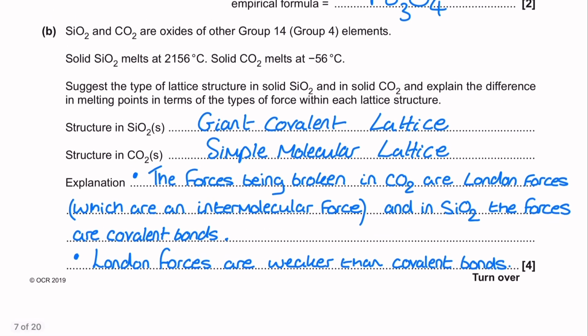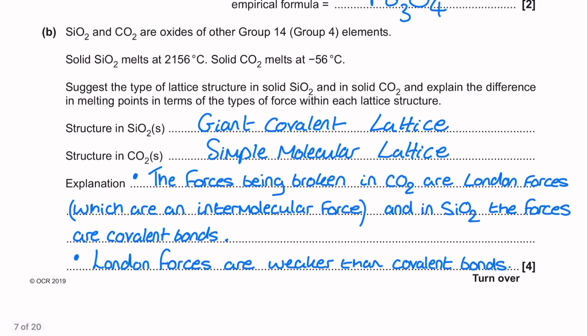The structure in SiO2 is a giant covalent lattice structure, and the structure in CO2 is a simple molecular lattice structure. We're not suggesting giant ionic lattice for the SiO2 because silicon isn't a metal. We're going to go for that giant covalent lattice structure, which is what silicon has as well.